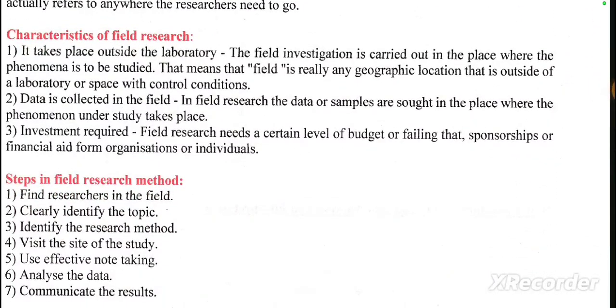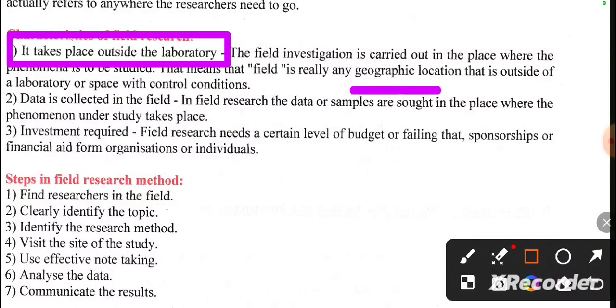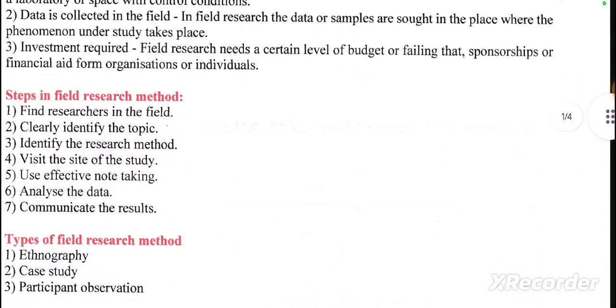Field research always takes place outside the laboratories. That means the field is really any geographic location that is outside of a laboratory or space with controlled conditions. The second characteristic is data is collected in the field. In field research, the data or samples are sought in the place where the phenomenon under study takes place.